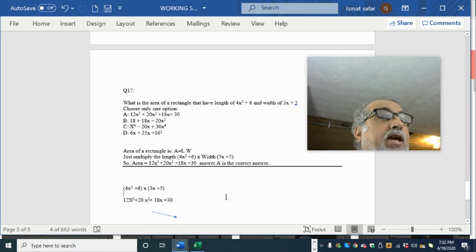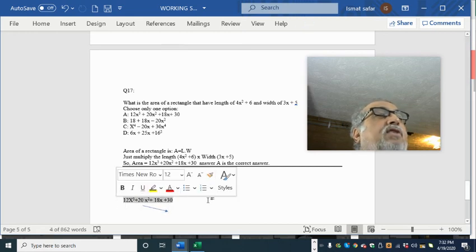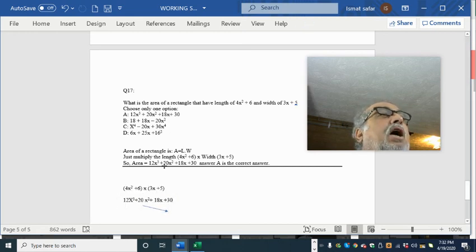So again, what you do, you take this first term here and multiply it by both of these terms, times 3x and times 5. And then you take 6 times 3x plus 6 times 5. And then you will have this formula, and the answer is option A, this one here. And that's your answer.